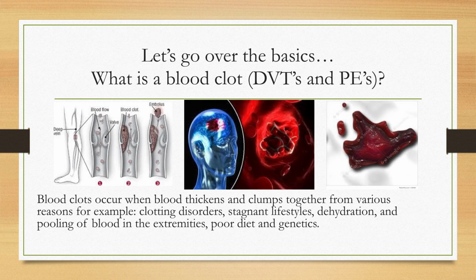Let's start with the basics. What is a blood clot, DVT or PE? Blood clots can occur when blood thickens and clumps together from various reasons. For example, clotting disorders, stagnant lifestyles, dehydration, pooling of the blood in the extremities, poor diet, and genetics.